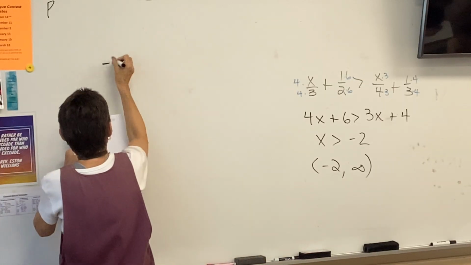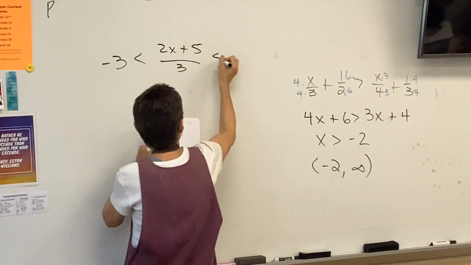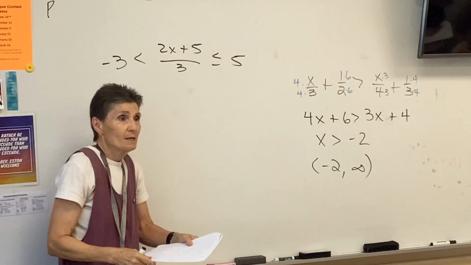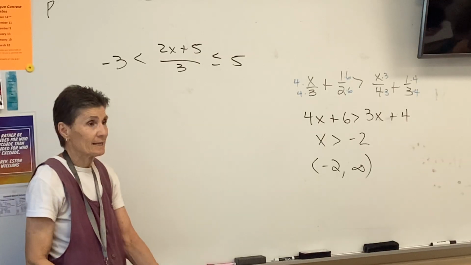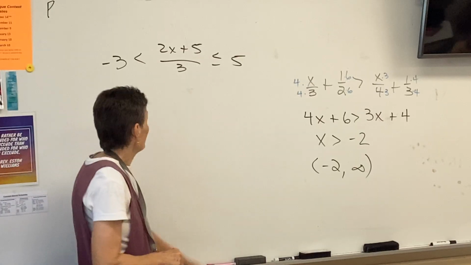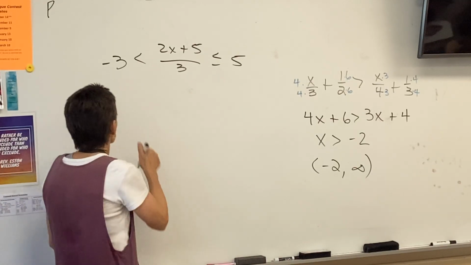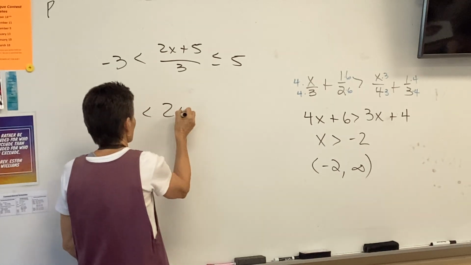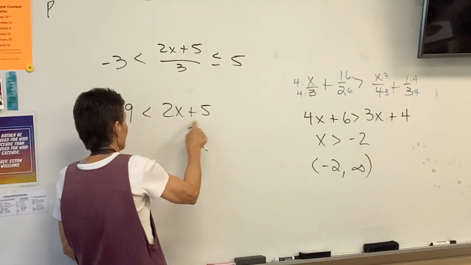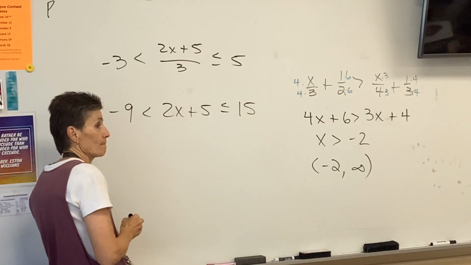All right, how about this guy? Any thought about this? I know these are all review. I find them a little bit boring. I do them anyway. How do I solve something like this? Multiply everything by 3. Okay, so -9, that's everything, you guys. So left side times 3, middle times 3, right side times 3.